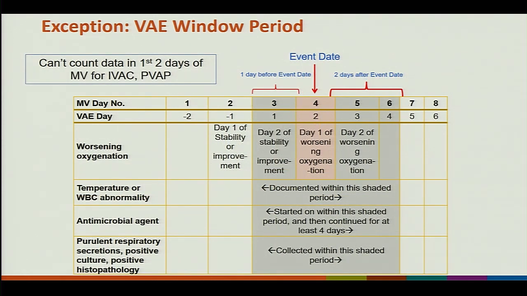All of the criteria would have to fall within that 3-day period. In this case, the date of event is mechanical ventilation day 4, and the VAE window period is shortened to 4 days, the date of event, 1 day before, and 2 days after the event. In this case, there is only 1 day before the event date because we can't use the first 2 days of mechanical ventilation.